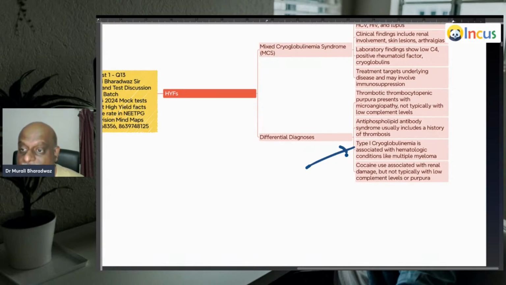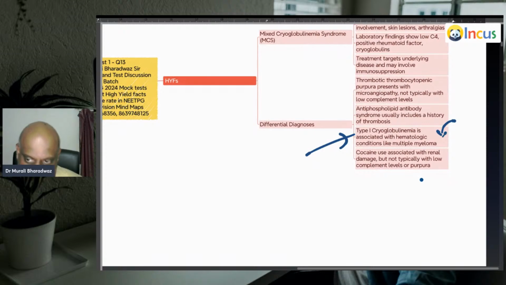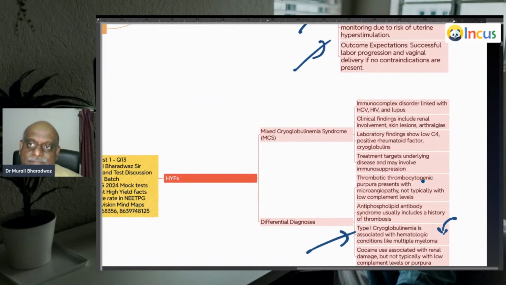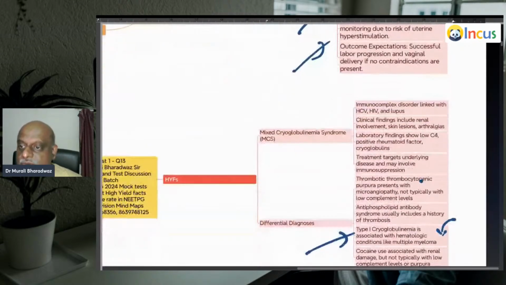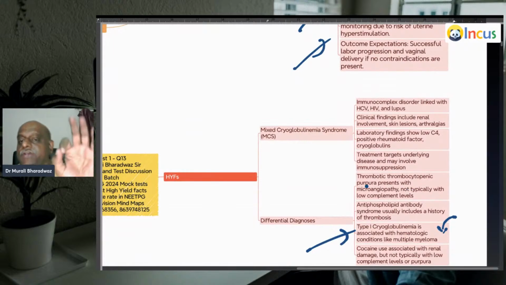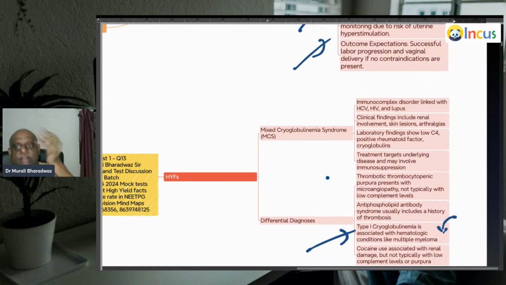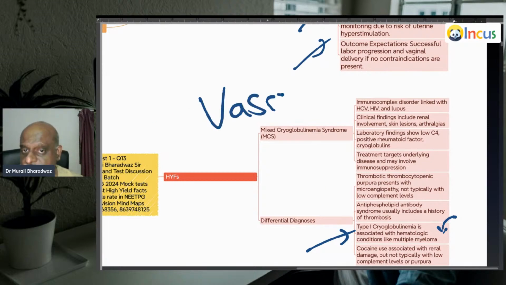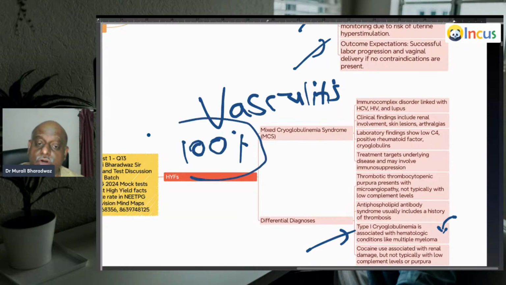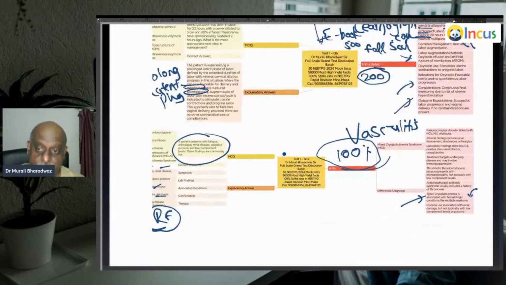And where do you get type 1 cryoglobulinemia? It is associated with multiple myeloma. Multiple myeloma is what you need to remember. Mixed cryoglobulinemic syndrome is associated with HCV, HIV and lupus. Once more, doctor, in every NEET PG, one question comes from vasculitis, 100%. Choose this short topic, which you cannot miss.